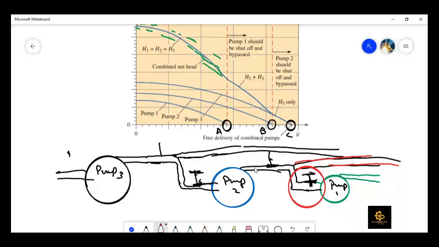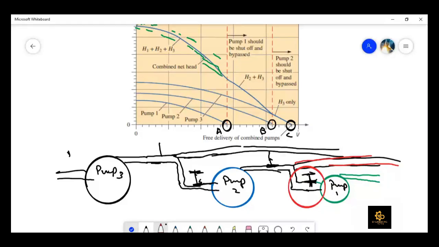So I hope that you can understand it. And then if we increase the volume flow rate to point B or beyond point B, then it means that we need to even cut off pump 2, because even beyond point B it is not producing any useful work, right? So I hope that you can understand this point.